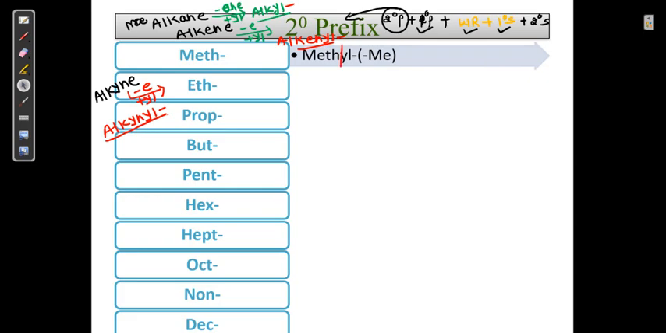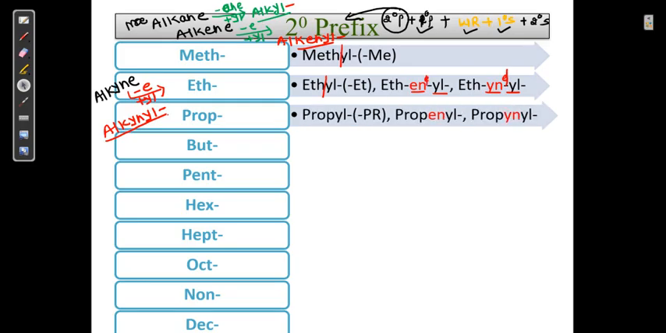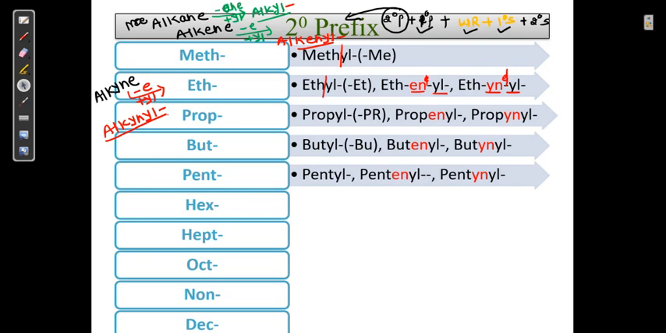Methyl, remove ANE. Ethyl, ethynyl, YNYL. From here the E is removed. From that also remove the E. Then propyl, then propynyl. Butyl, butynyl. Pentyl, pentenyl.